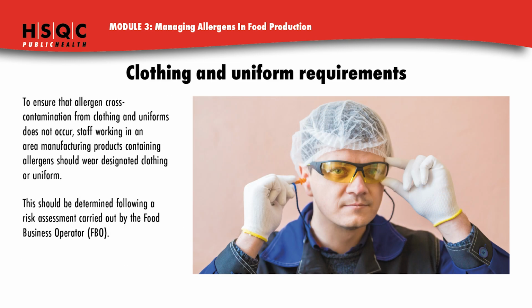Clothing and uniform requirements. To ensure that allergen cross-contamination from clothing and uniforms does not occur, staff working in an area manufacturing products containing allergens should wear designated clothing or uniform. This should be determined following a risk assessment carried out by the Food Business Operator, FBO.